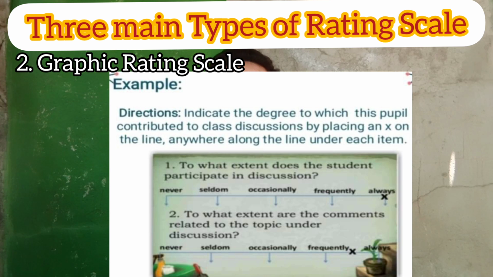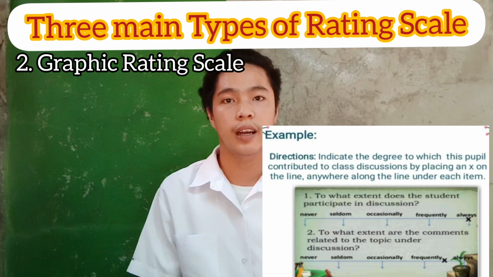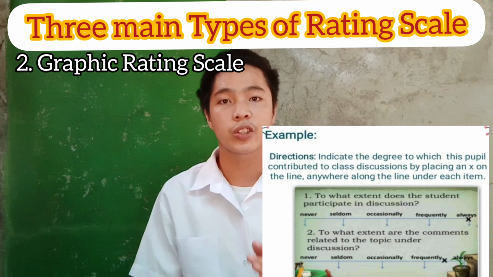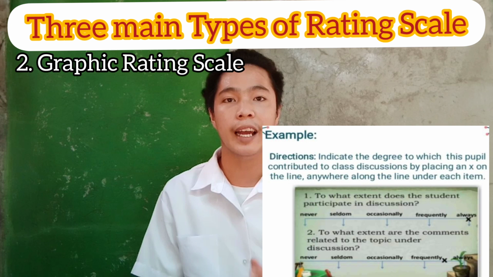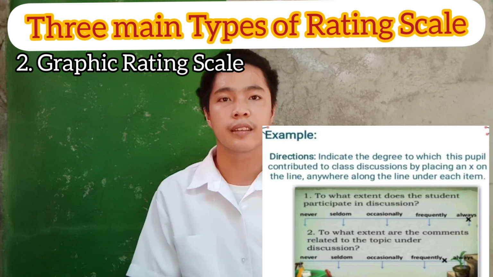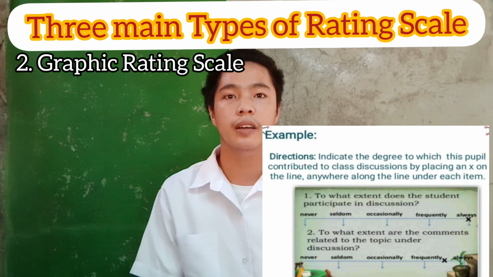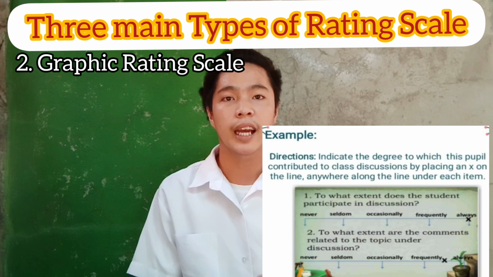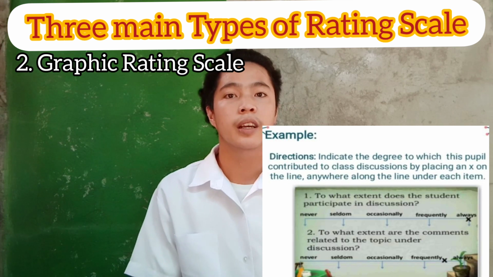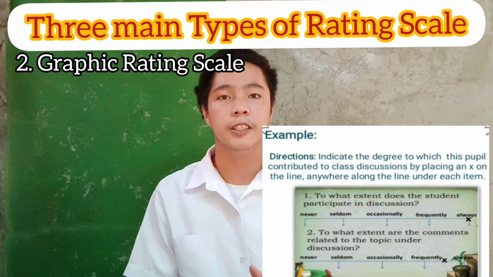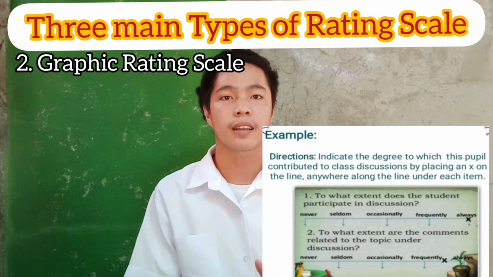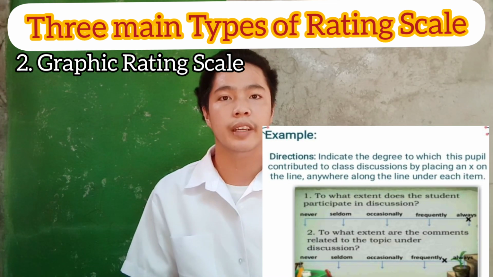So, yung example natin dito sa graphic rating scale is katulad nung example natin sa numerical rating scale. Kaso nga lang, ang pinagkaiba nila, ang graphic rating scale has a horizontal line and the X mark can be placed anywhere along the line under each item. And yung ginamit na descriptors dito is frequency o gaano kadalas mag-participate yung bata sa class discussion. Doon sa kanina kasi, we are pertaining to a level of performance ng bata during discussion.